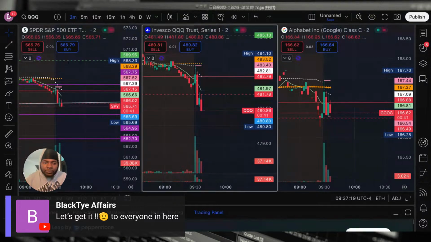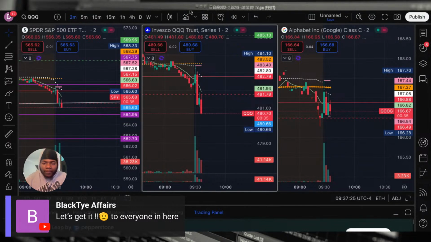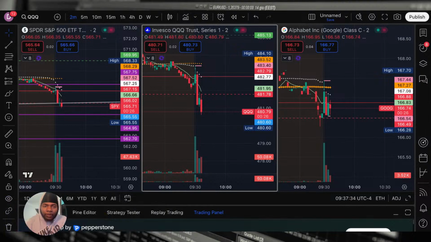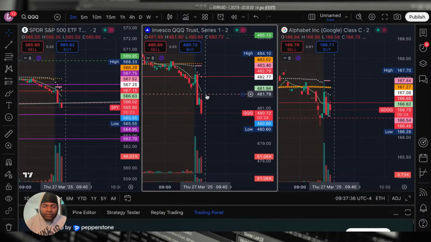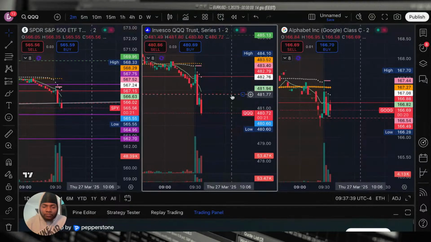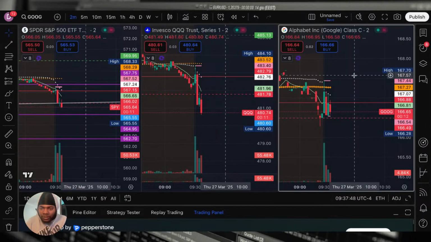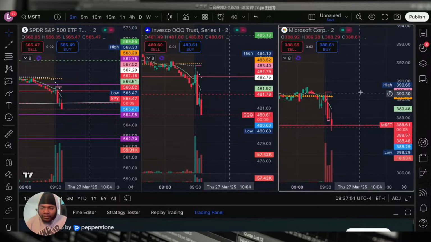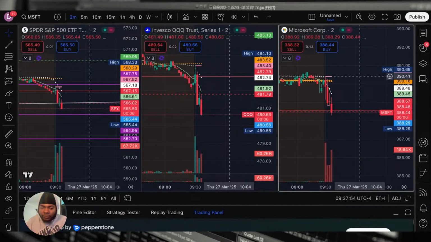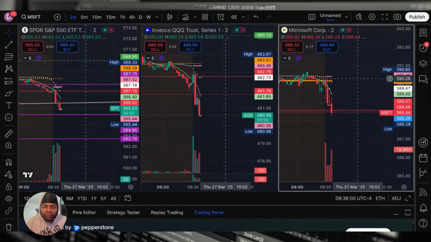Let's see, Meta and Microsoft are moving towards the downside. There we go, QQQ. We up 8% right now on QQQ puts. My stop loss is right here, this pre-market low. Got Microsoft selling off here early. Still sitting. I'm up 8% right now on QQQ puts.